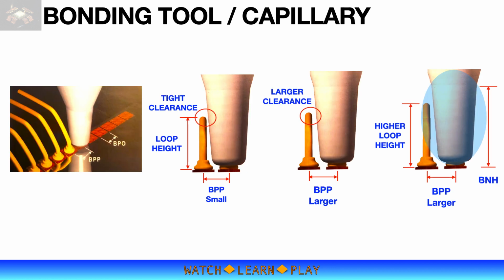Another thing that should be considered when selecting or defining capillary design is the target loop height. Fine pitch devices have small BPP and will have tight space between wires. It is important that capillary will have enough space to not touch or disturb adjacent wires. In this regard, bottleneck type capillary is required. The illustrations show the relationships between BPP, loop height, and bottleneck height.